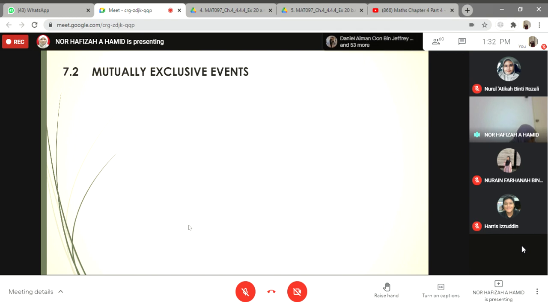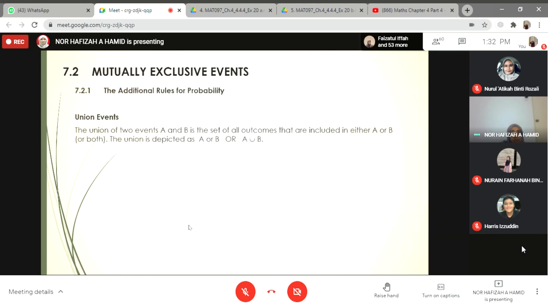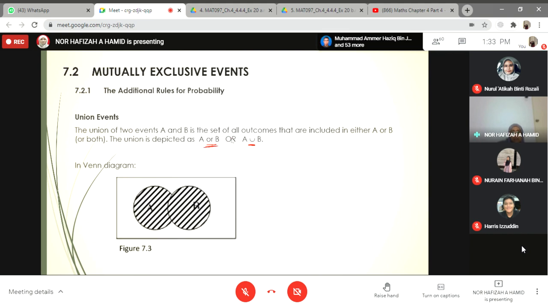Okay, so saya nak masuk mutually exclusive event. So kita pergi union dulu. Union event is included in either A or B or both. So dia dua-dua include dalam A dan B ataupun dua-dua sekali. So notation dia kita pakai macam ni. So ni notation for union, or you have A or B. In terms of Venn diagram, so ini example of the union. Dia semua shaded region semua A dengan B.